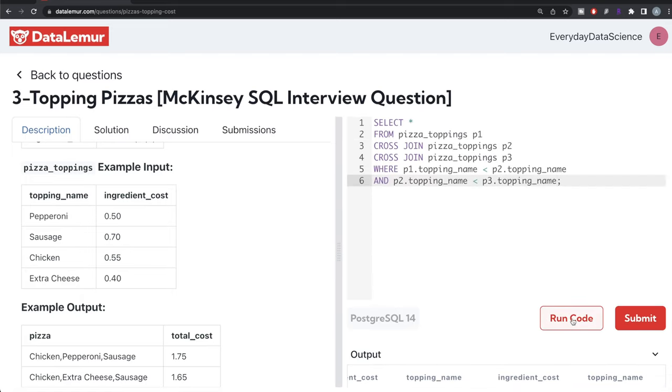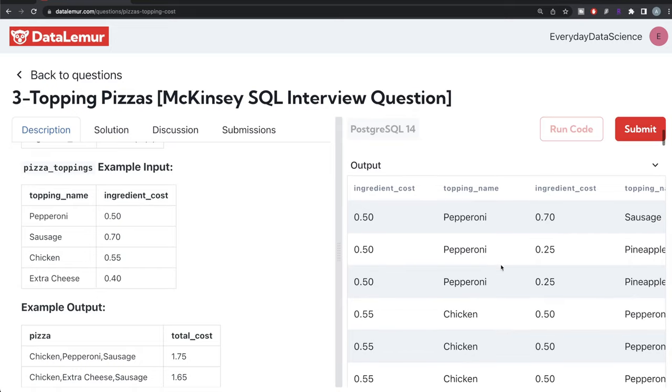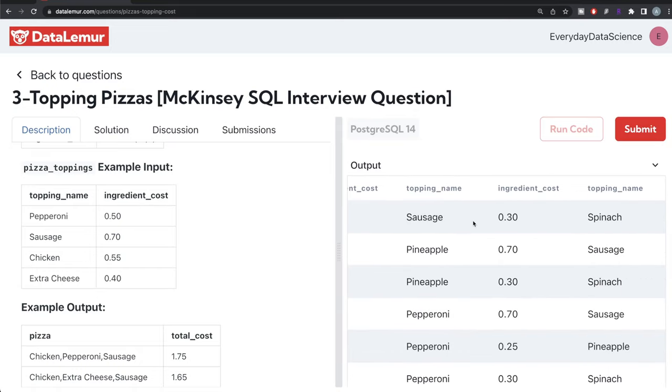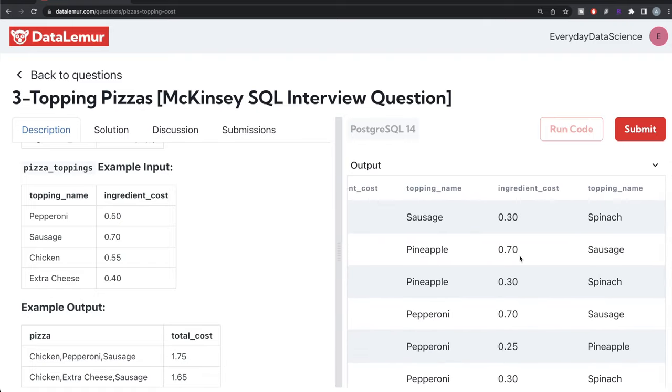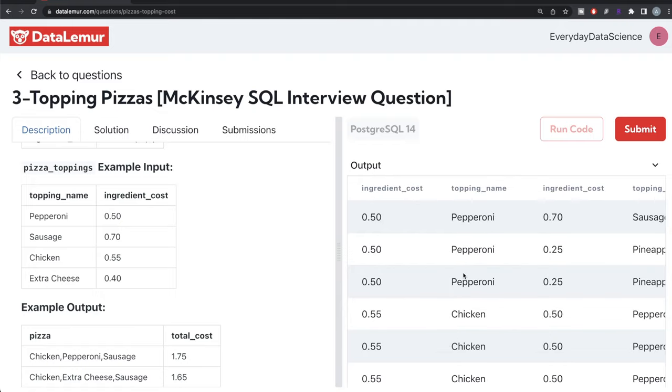Now let me run this. Let's see what we are having. So now if you see pepperoni, so P, S, S, A, and S, P, right? So it will follow that alphabetical order. So pepperoni, pineapple, and sausage, all the three possible combinations.